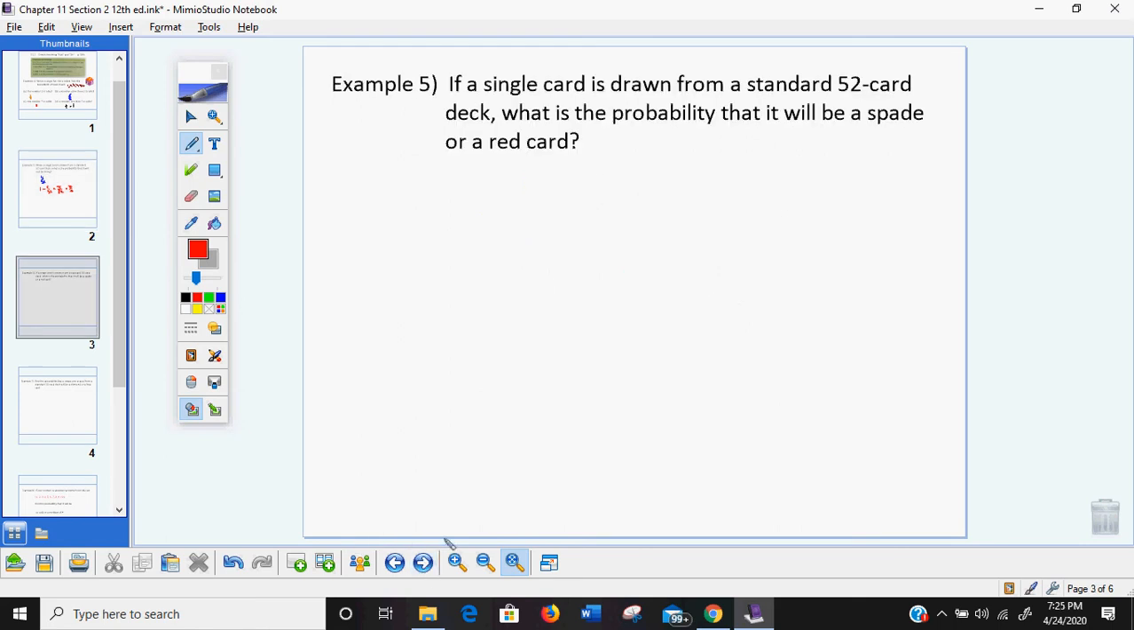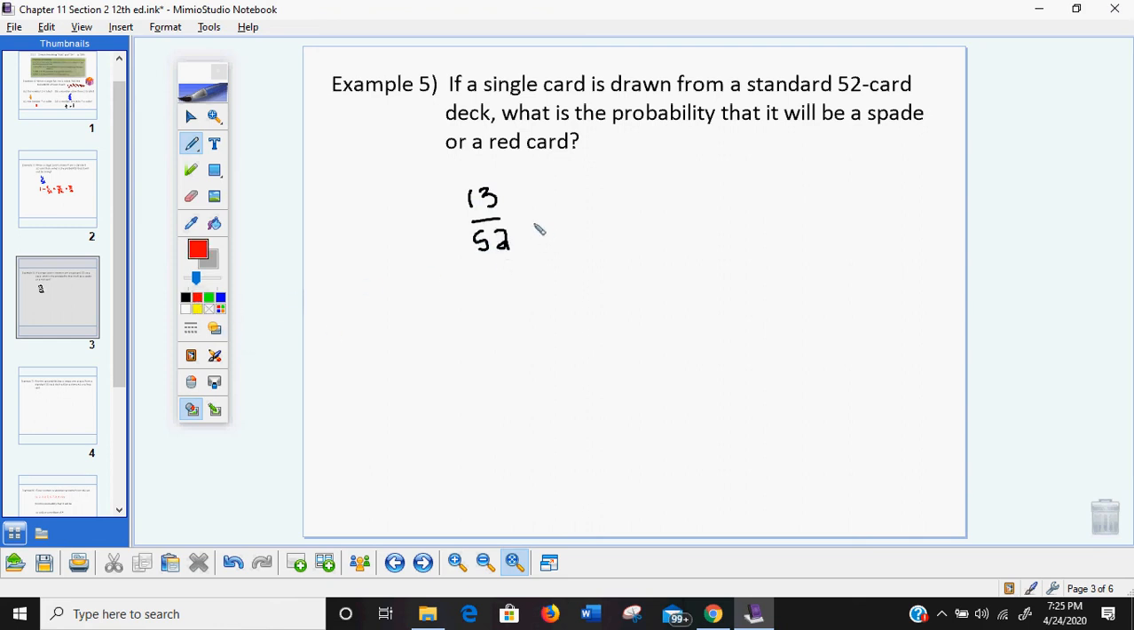Let's look at another one. If a single card is drawn from a standard 52 card deck, what is the probability it will be a spade or a red card? Well, first ask yourself how many are spades. There are 13 of each suit. So 13 out of 52 would be a spade.